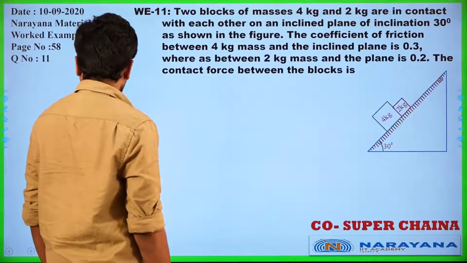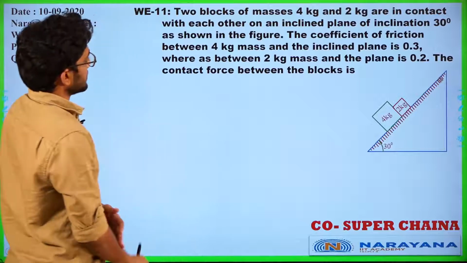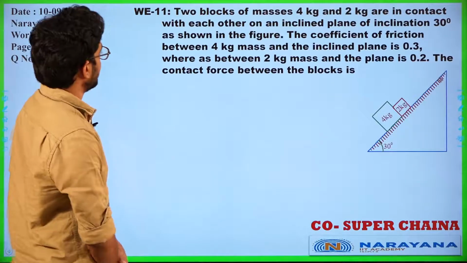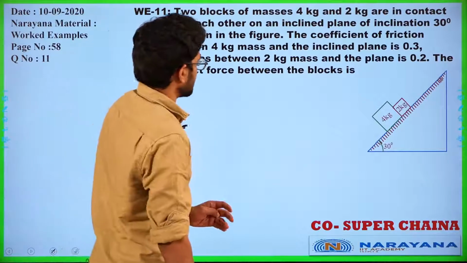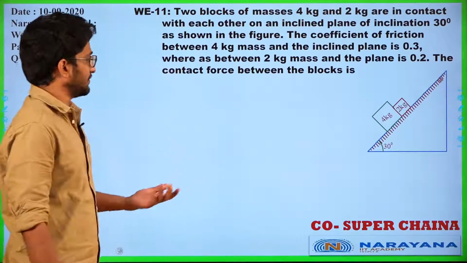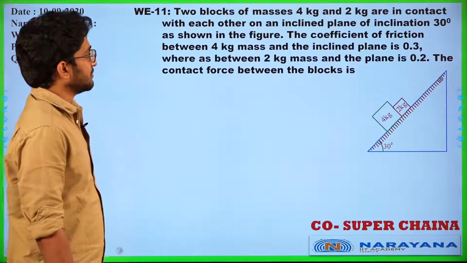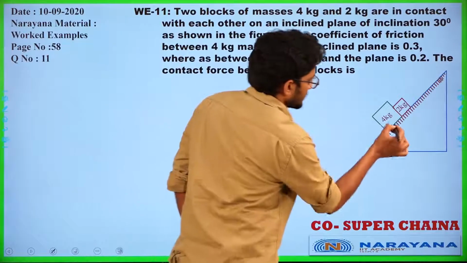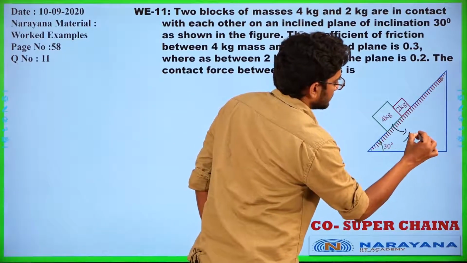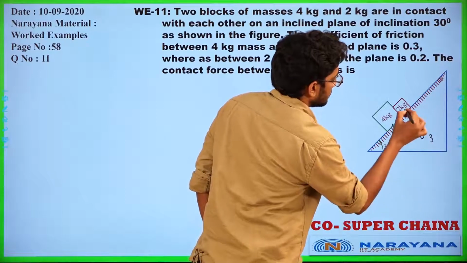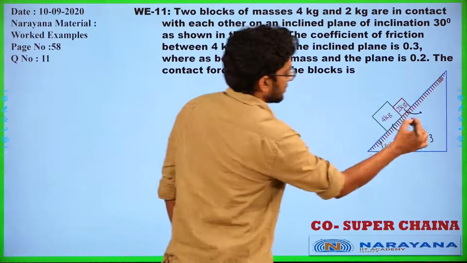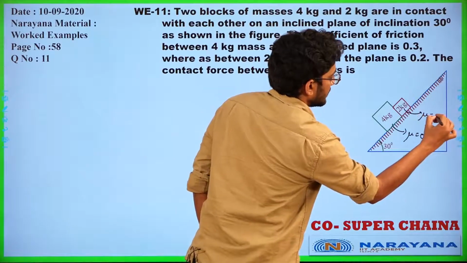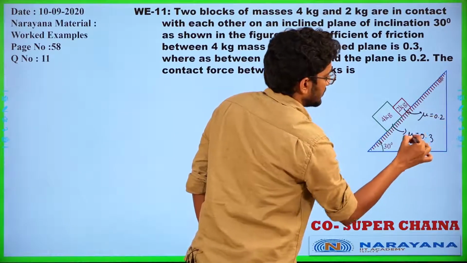Next, let's move to the next question. Two boxes of masses 4 kg and 2 kg are in contact with each other on an inclined plane of inclination 30 degrees as shown in the figure. The coefficient of friction between 4 kg and the inclined plane is 0.3. So here mu value is 0.3, and here between 2 kg and the plane it is 0.2. Let's write them as mu1 and mu2.